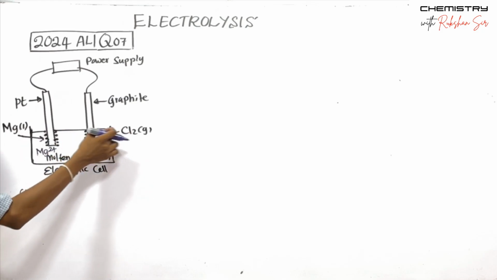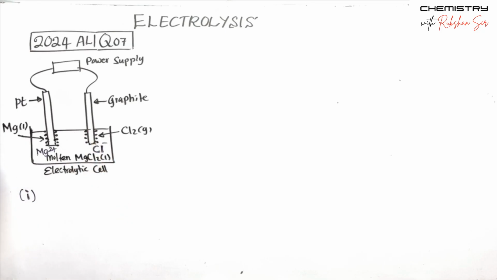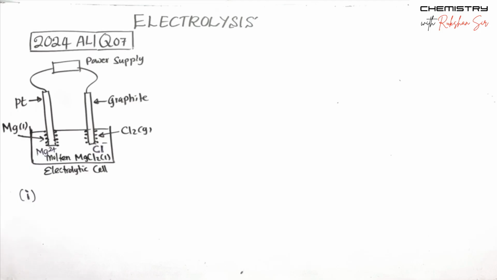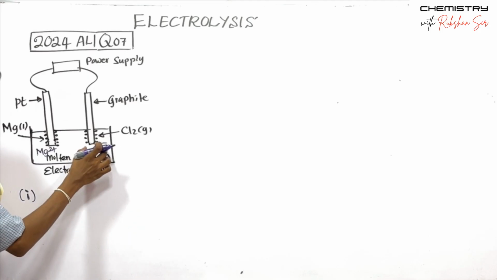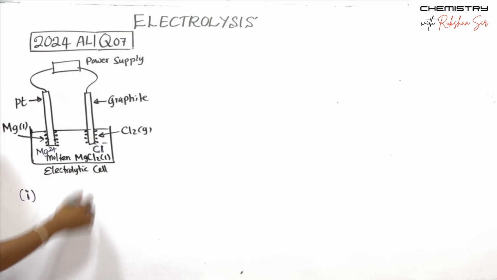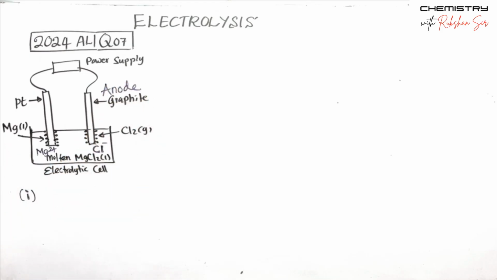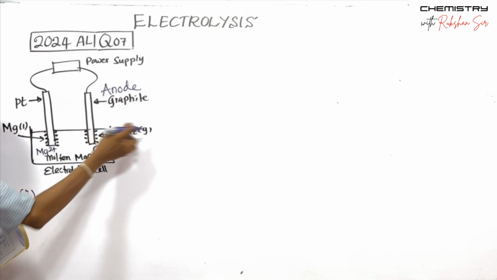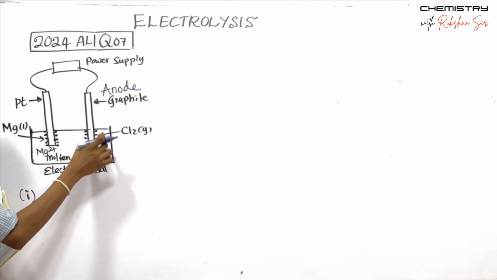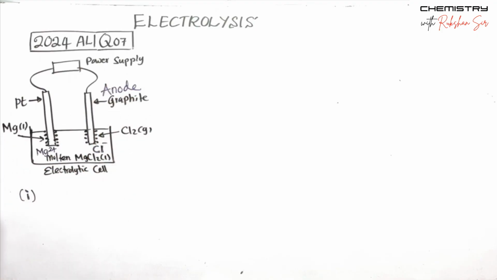So to release Cl2 gas from here, Cl minus should approach this terminal. As Cl minus approaches that terminal, the Cl2 is released from that terminal. Cl minus is an anion, and anions approach the anode. So this should be the anode. Very easy. This is the positive terminal.